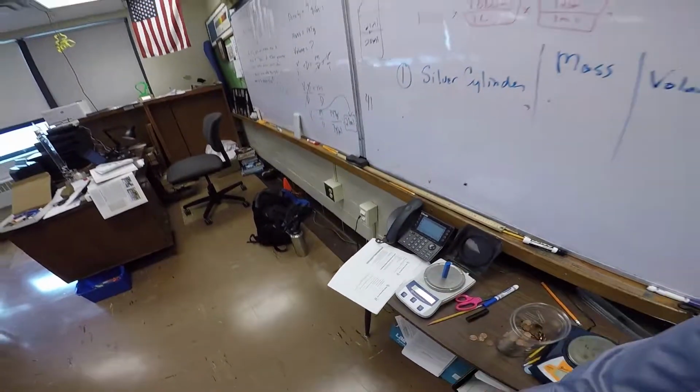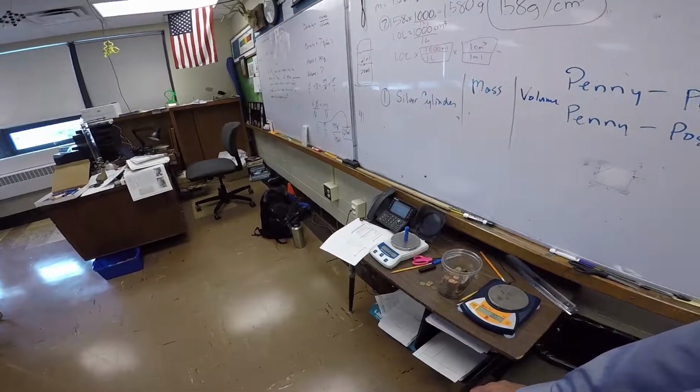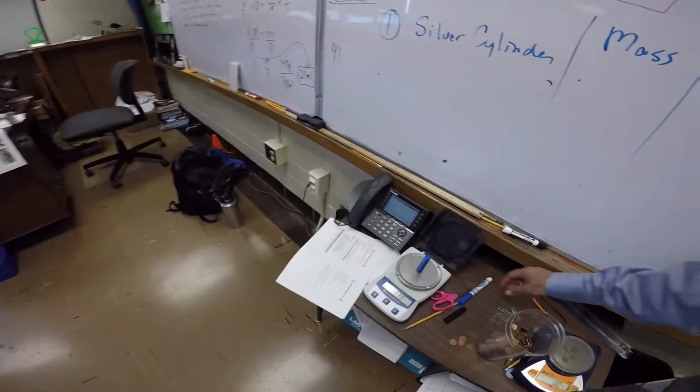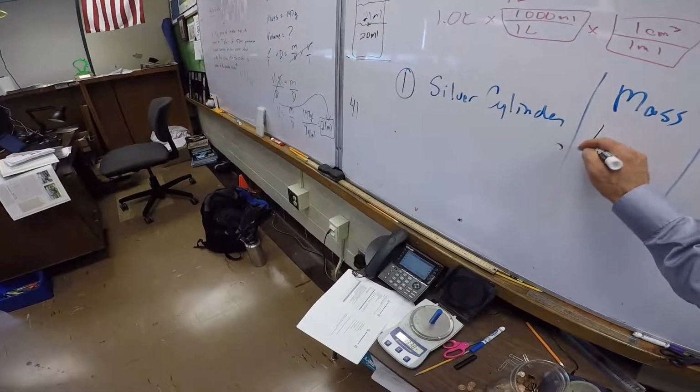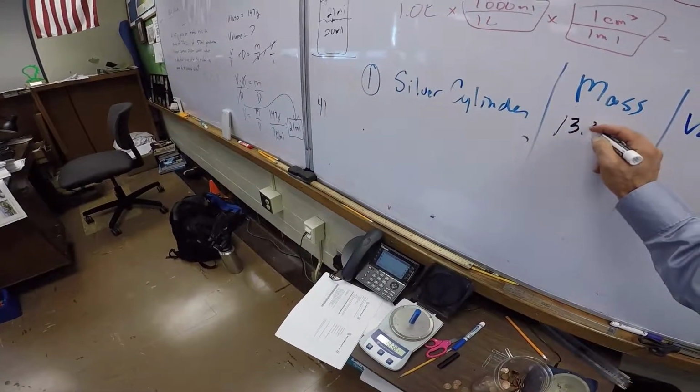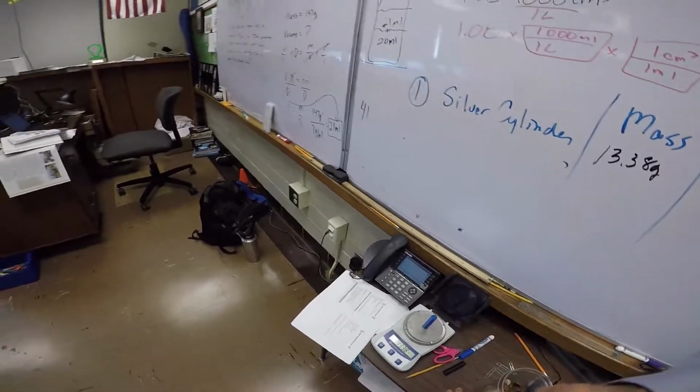So you place it on there, and it's telling me 13.39 grams. And you're going to put that on your chart, not underneath the hypothesis chart. So I'm going to put 13.38 grams. So everybody see that?